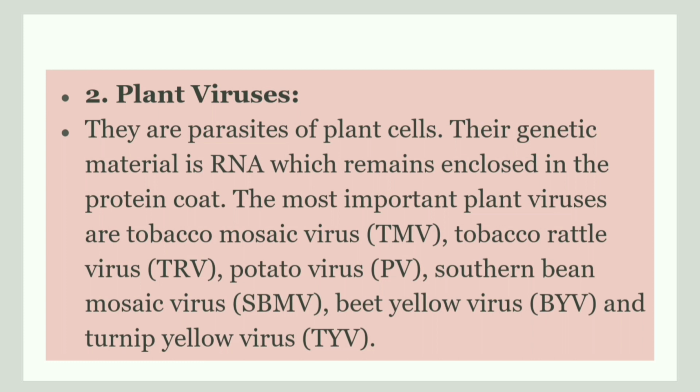Next is the plant virus. The viruses that attack plants are called plant viruses, and their genetic material is RNA. This RNA is always surrounded by a protein coat, which is the capsid. The important plant viruses are tobacco mosaic virus, that is TMV, and potato virus, that is PV. These are the important plant viruses present.